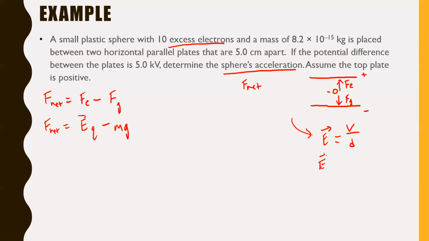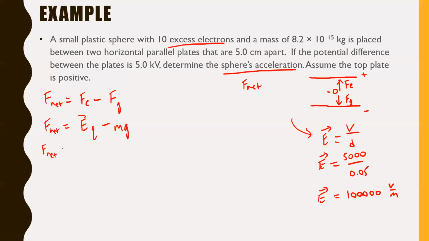So we know that our electric field strength is voltage, which is 5,000 volts, divided by distance, which is 5 centimeters, so 0.05 meters. This gives us an electric field strength of 100,000 volts per meter. There you go. Now we have everything.